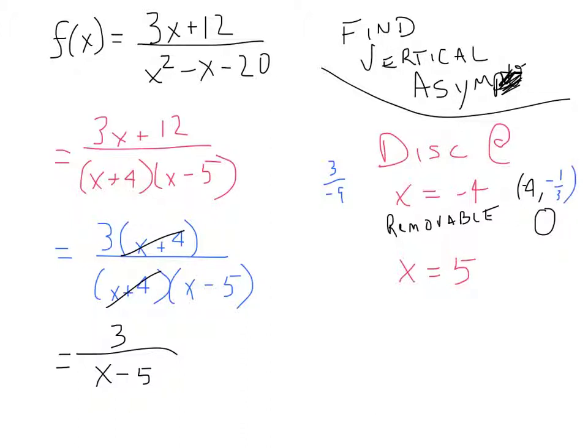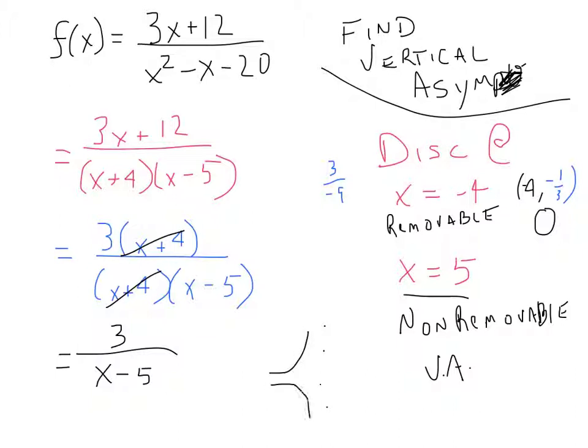Now if we look, 5 doesn't remove at all. So 5 is non-removable, and so we know that there's going to be a vertical asymptote at x equals 5. For right now, we cannot tell if the vertical asymptote is going to go up towards infinity or down towards negative infinity from the left. We don't know if it's going to go up or down on the right. We don't know if they're going to meet together in the middle or not. We just know there's going to be a vertical asymptote. Later on in the year, we'll figure out how that goes.